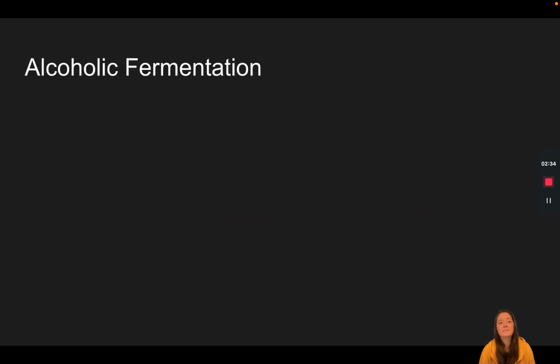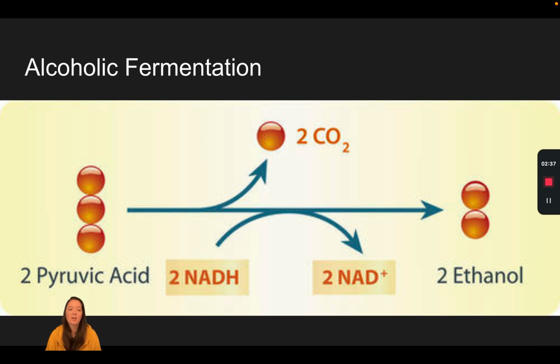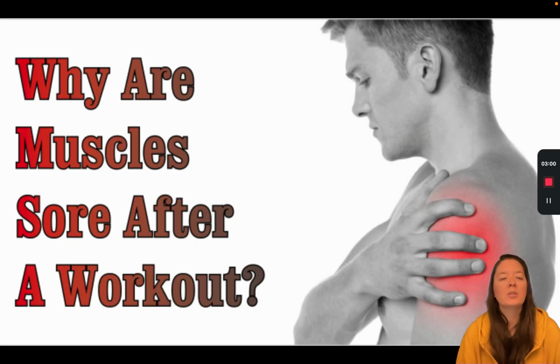Thanks, yeast. Here's another look at just a different diagram. We take those two pyruvic acids from glycolysis. We take the NADH. We're going to use some of the energy that's locked away to make CO2, carbon dioxide, and replenish the NAD plus back into glycolysis, and the resulting molecule left over is ethanol, or a type of alcohol.